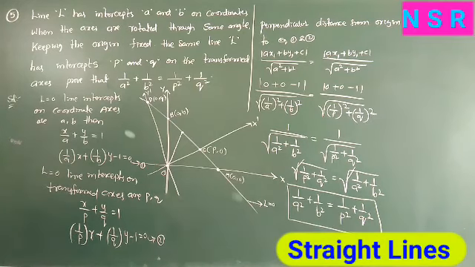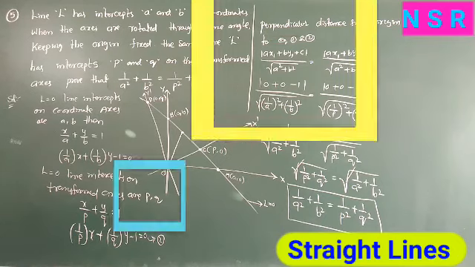So a line touches the x and y axes at intercepts a, b and x dash, y dash at p, q, then the condition is 1 by a square plus 1 by b square equal to 1 by p square plus 1 by q square. So in this question we apply the perpendicular distance from a point to a line.